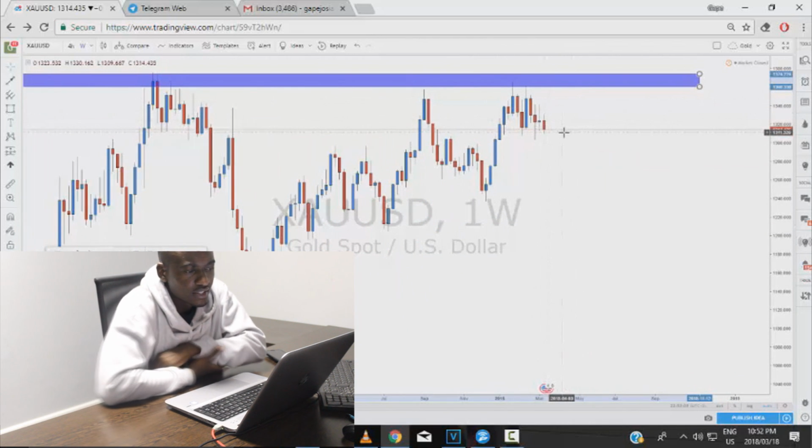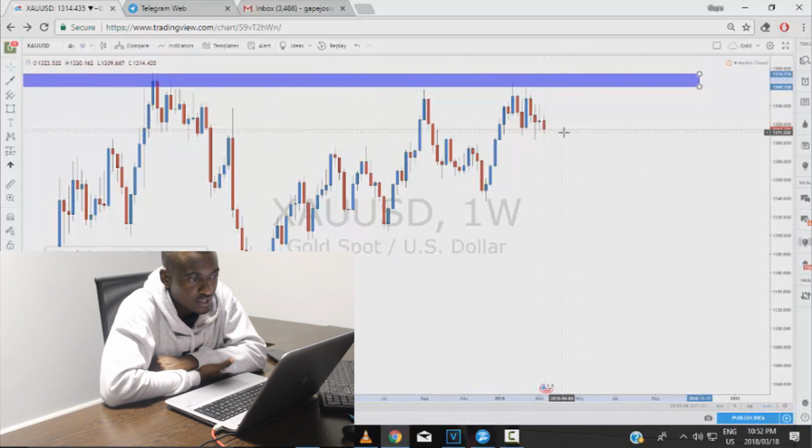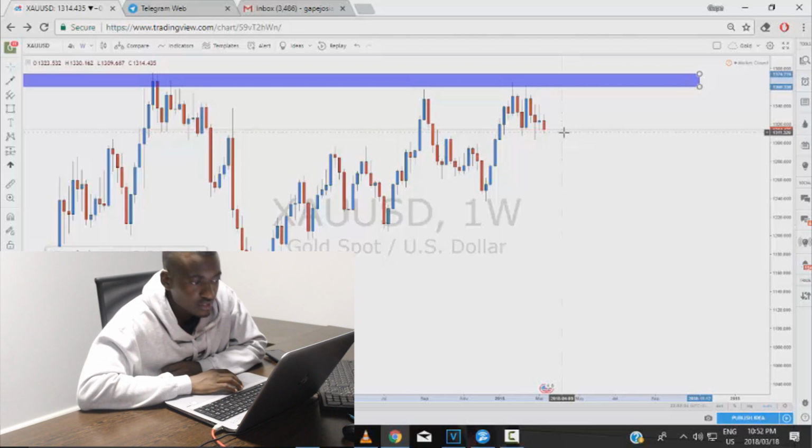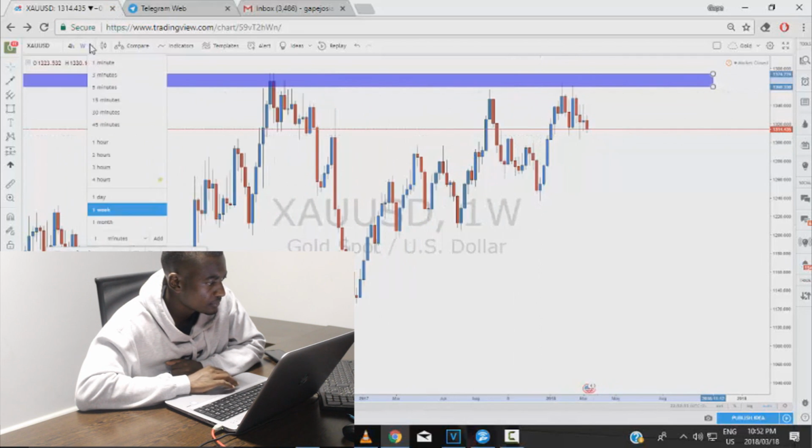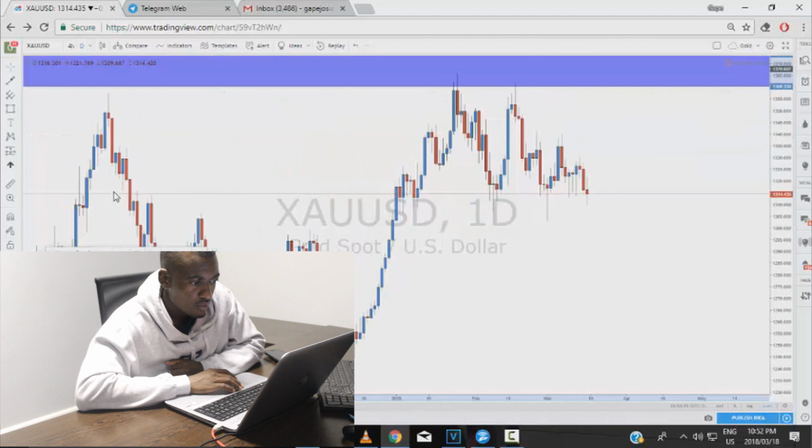And recently, we've been getting a couple of bearish candles. So I may also assume that we may now start seeing a bearish sentiment in this whole gold saga. And then I'm going to break it down to daily.